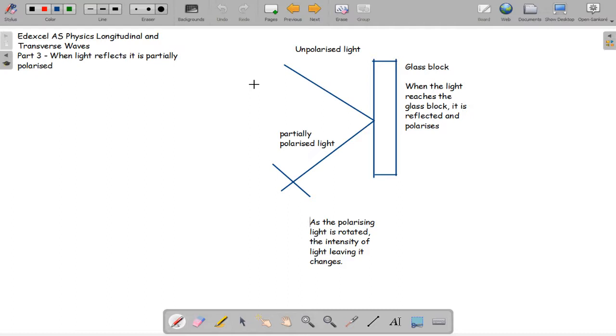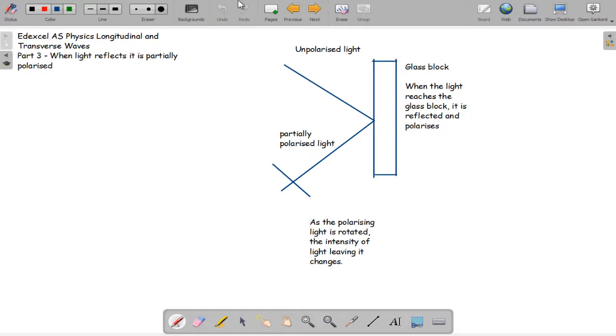It doesn't matter which angle you're looking at the light from, it's what angle the Polaroid filter is at, with orientation, rather. The intensity changes because the light is partially polarized when it is reflected. Unpolarized light comes in, and when the light reaches the glass block, it's reflected and polarized again as partially polarized light. As the polarizing filter is rotated, the intensity of the light leaving the filter changes. The effect is used to remove unwanted reflections in photography and in Polaroid sunglasses to remove glare. If you can afford them, they will save your eyes a lot.